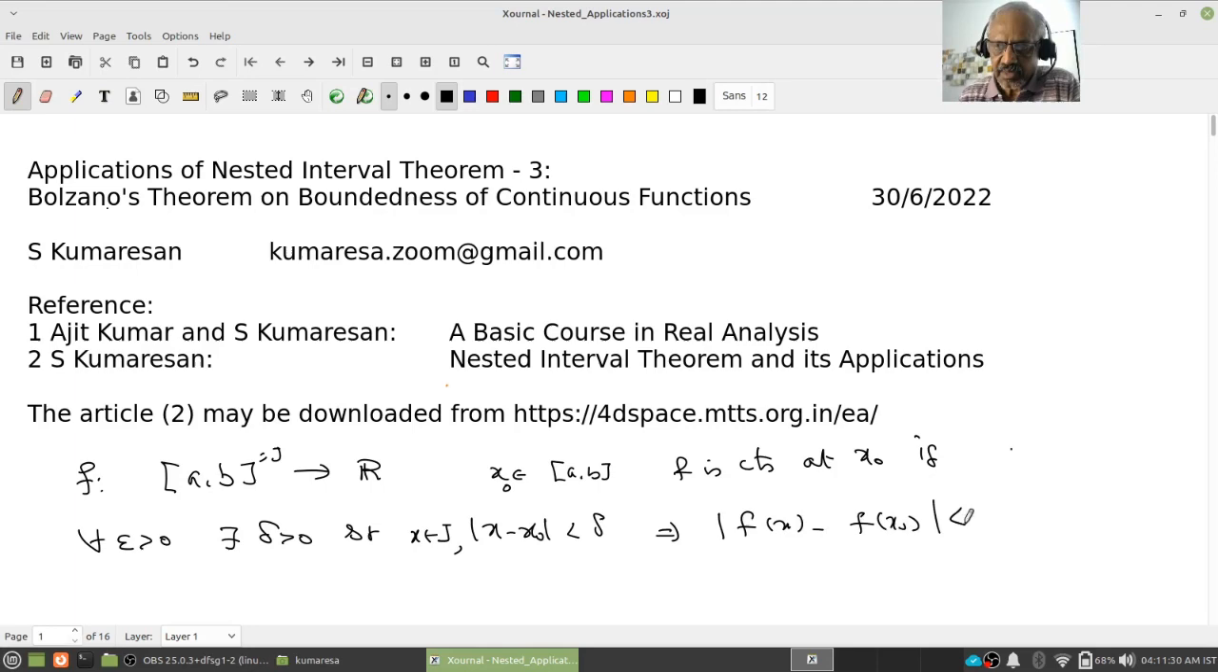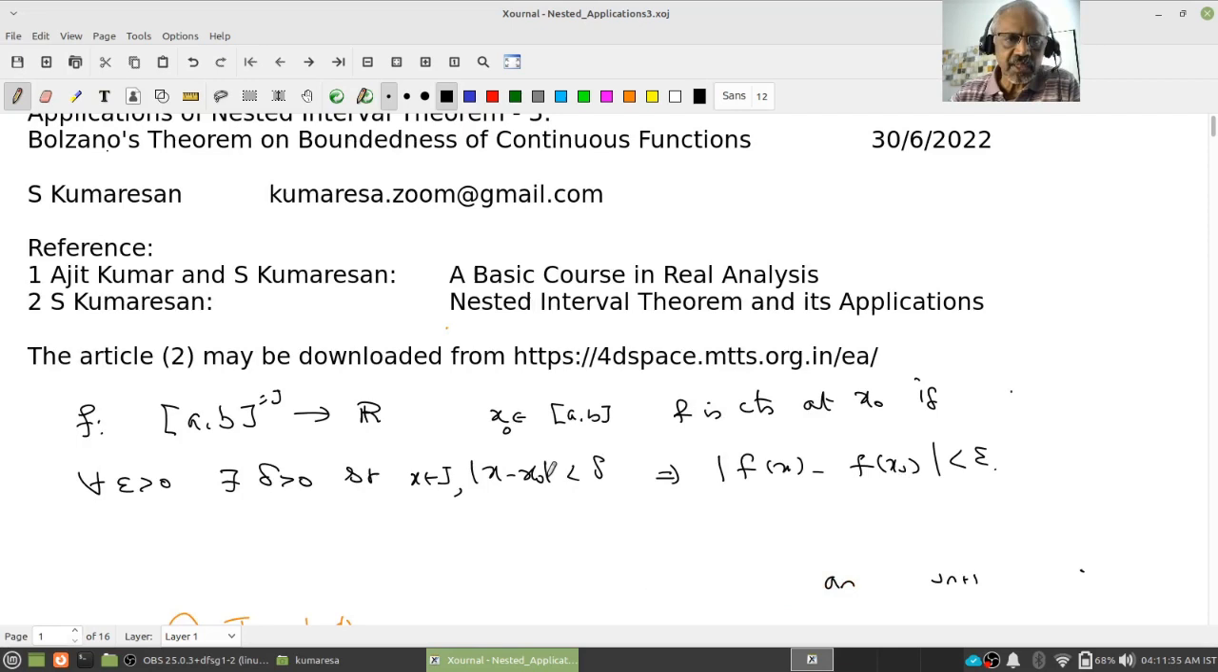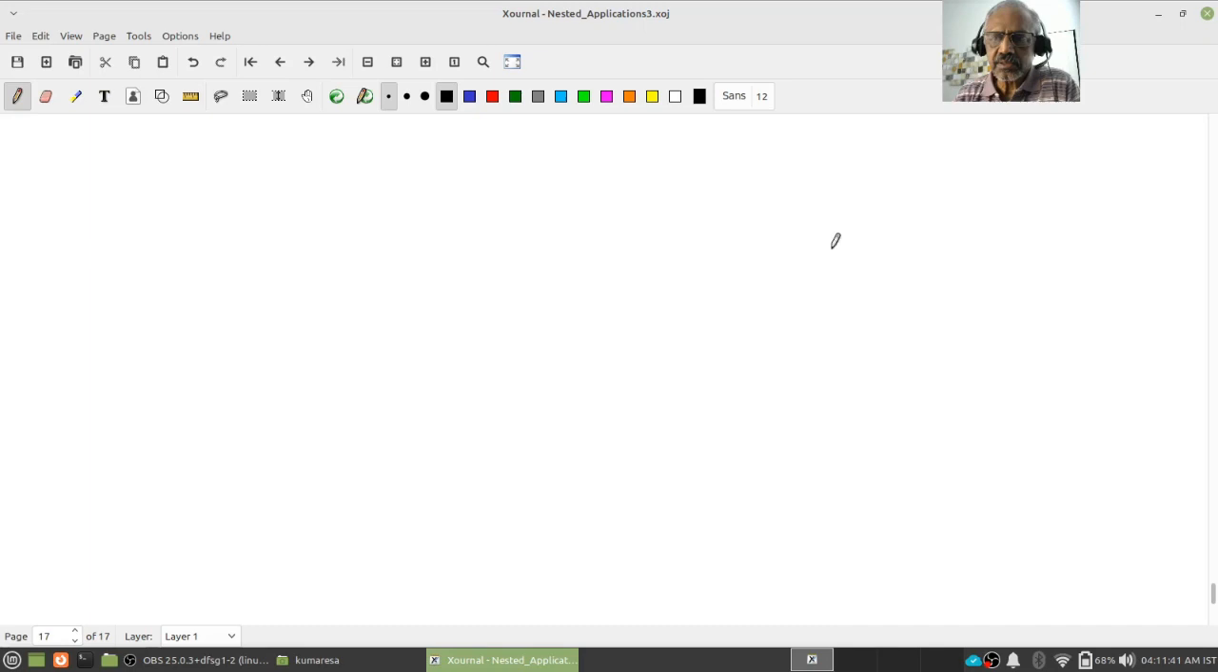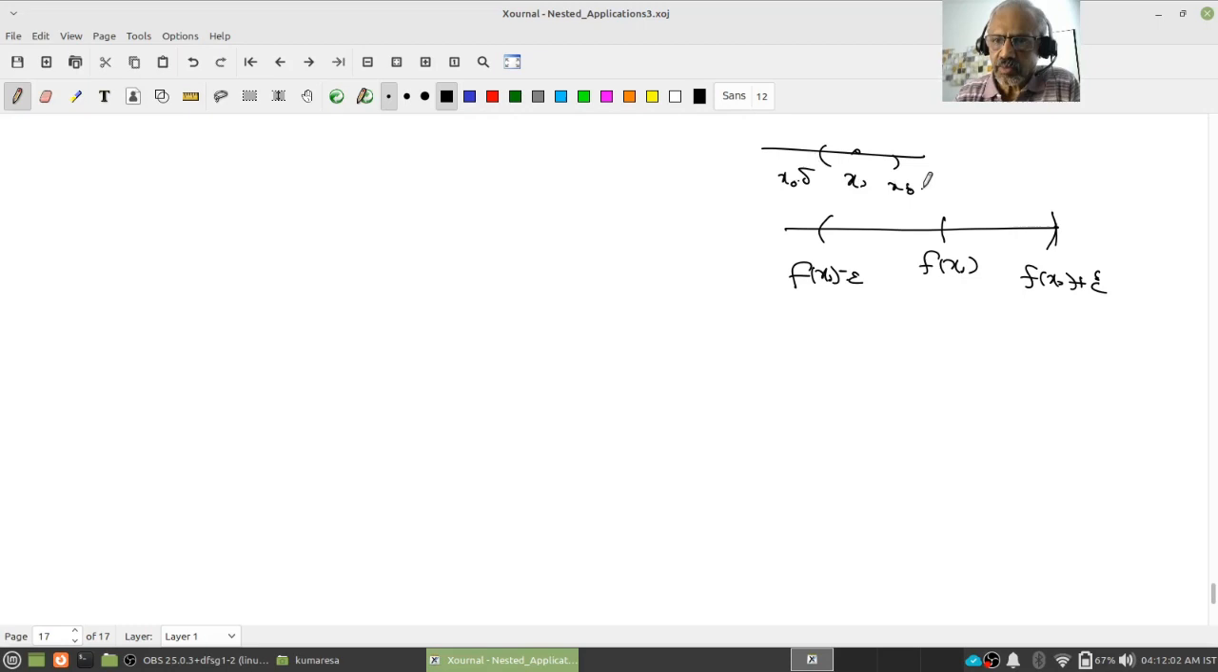In the last session I also introduced the geometric meaning of that. Suppose I have f(x naught), and form an interval (f(x naught) − epsilon, f(x naught) + epsilon). This is your x naught. There exists (x naught − delta, x naught + delta), and give me any x here, then f(x) should lie somewhere in this interval. This is the geometric meaning.